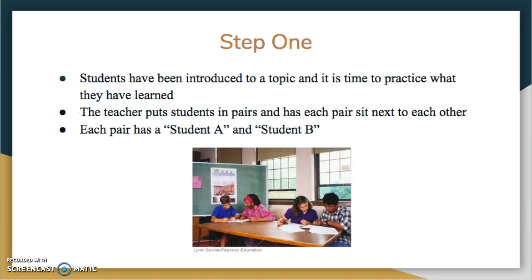Here's how it works. The strategy should be used after students have been introduced to a topic and it's time for them to practice what they have been learning. Students are put in pairs. It is recommended that students work with their partner sitting next to them rather than working across from one another. The reason is sometimes students feel pressure when they sit across from someone while doing work.